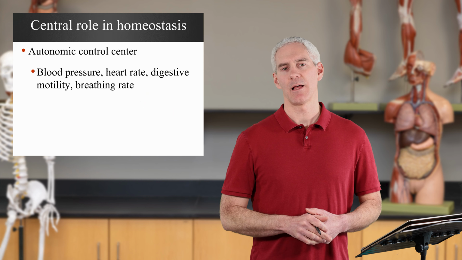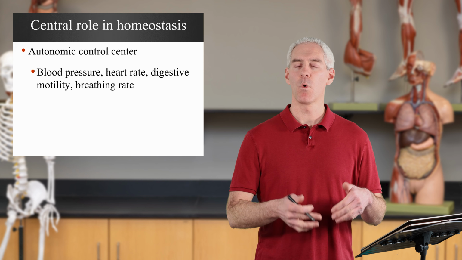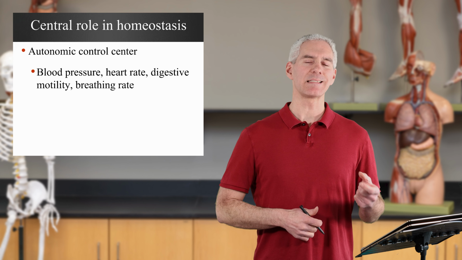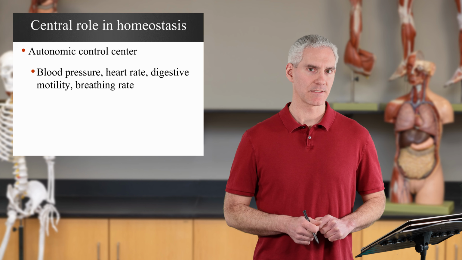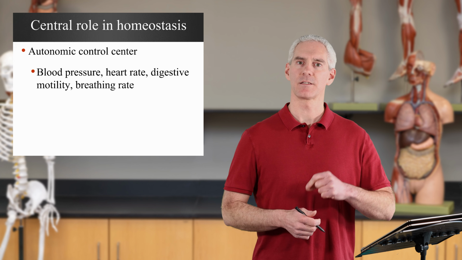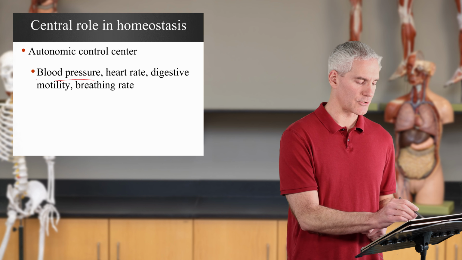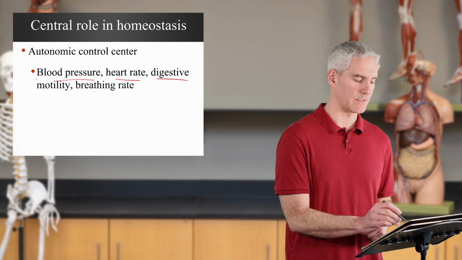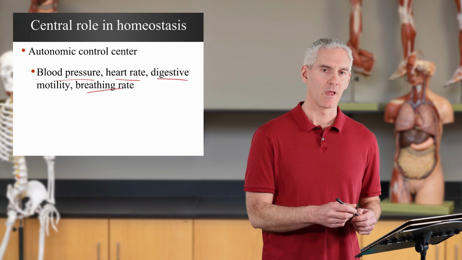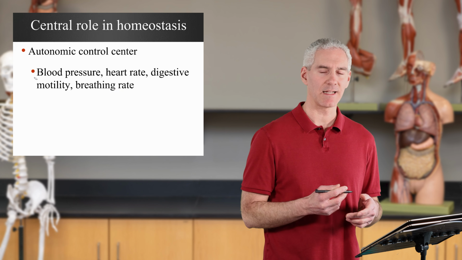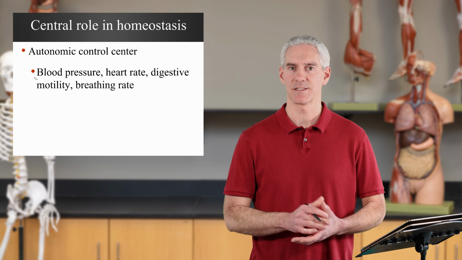So what does the hypothalamus do? Well, we have even more functions to go through than we do with the thalamus. One of the biggest aspects of the hypothalamus is going to be the autonomic systems, the autonomic responses. You can see here blood pressure, heart rate, digestive motility, breathing rate. Now, all of these are going to be automatic control, things that you're not thinking about, just the autonomic system.